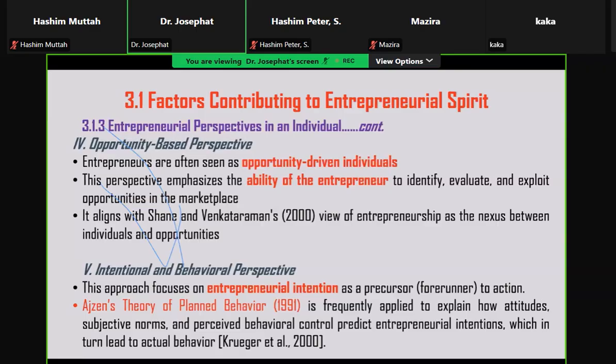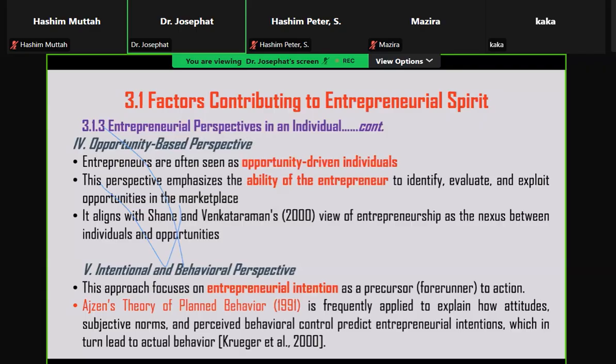And then we can see as in theory of planned behavior, ambayo tunaangalia kwenye entrepreneurial intention is always about behavioral studies. Tunaangalia behavior ya mtu, the actions or the attitude of someone to develop an intention. It's a behavioral study. So the theory of planned behavior is frequently applied to explain how attitude, subjective norms, and perceived behavioral control predict entrepreneurial intentions, which turn into actual behavior. So hapa tunaangalia factor tatu. Factor ya kwanza ikiwa ni attitude.